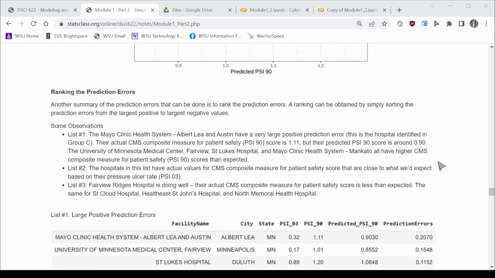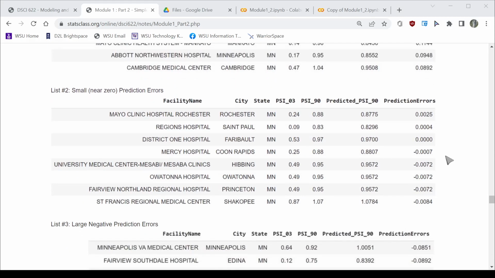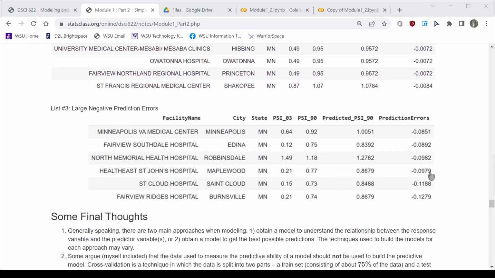Another thing that I could do is to simply rank the prediction errors from largest positive values to the largest negative values. So that's what I've done here. I've identified 3 different lists. List number 1 is where the prediction errors are large and positive. List number 2 are where the prediction errors are pretty close to 0. And then list number 3 are where the prediction errors are very negative.